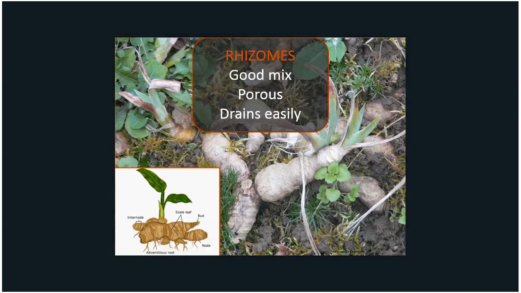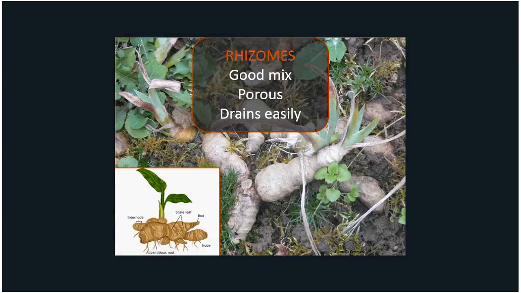Rhizomes are another underground structure, and it's another thing we can divide and propagate. The image you're seeing here is a bearded iris. So iris, like with bulbs and all these plants, once the clump gets too big, often they won't bloom the way we want them to. Sometimes they'll get unsightly. So it's a good practice every few years to lift that clump up and divide it.